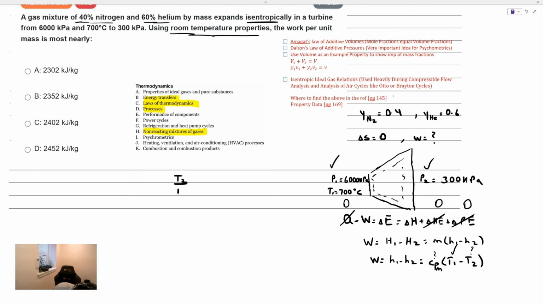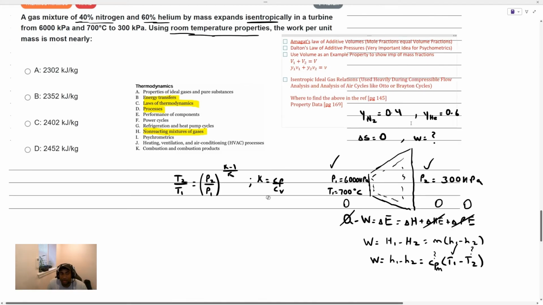T2 over T1 is equal to P2 over P1 raised to an exponent, which is K minus 1 over K, where K is just the ratio of specific heats. It is called Laplace's coefficient, or the ratio of specific heats. Okay, so this is what we're going to be able to use to find the temperature at state point 2. And you can see on the upper right, I have some important ideas that I want to discuss with you before we go ahead and look where we can find some of this information in the reference.